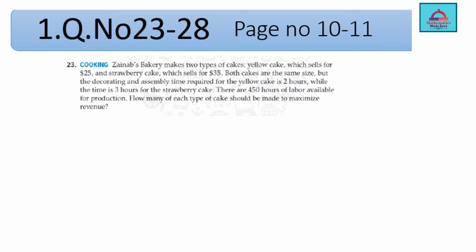So there's this girl Zainab who has a bakery shop and she's selling 2 types of cake. Number 1 is a yellow cake which sells for $25. You can take it as dirham here. Then she's selling a strawberry cake which sells for 35 dirhams. Both cakes are of the same size, but the decorating and assembly time required for the 2 cakes is different. The yellow cake takes 2 hours while the time for the strawberry cake is 3 hours.